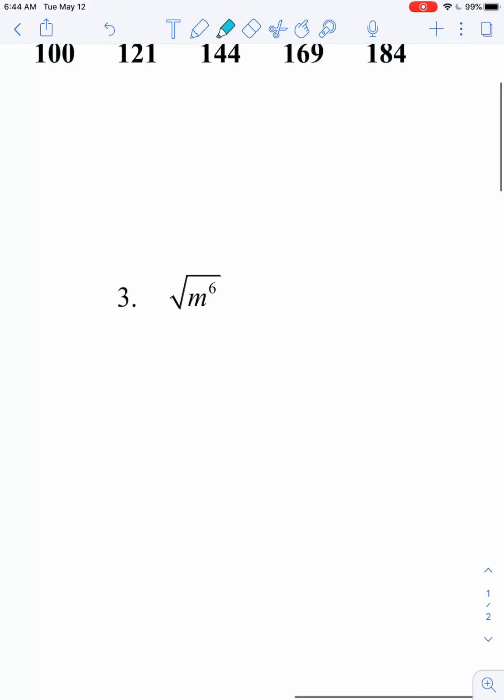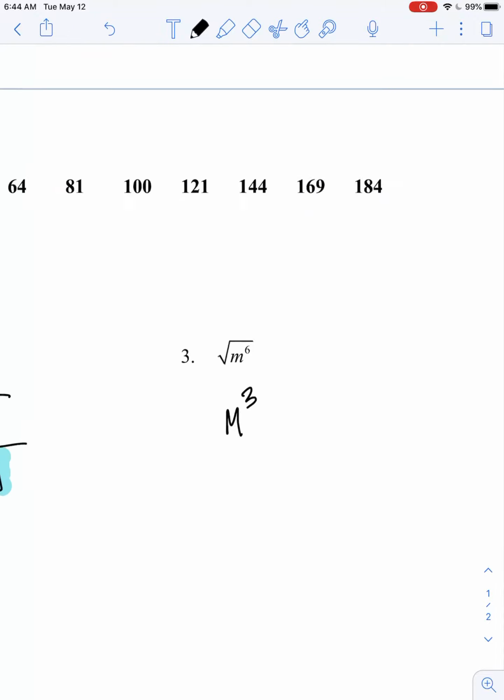All right, number 3. First thing we want to check is, is 6 an even number? It sure is, and that means it's a perfect square. So we simply say, what's half of 6? It's 3. So the square root of m to the 6th is m to the 3rd power.